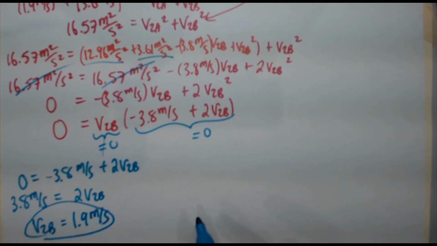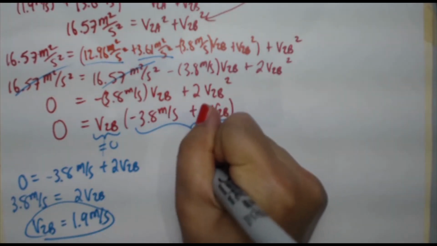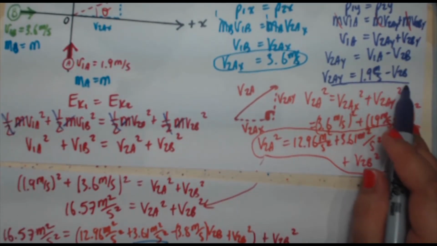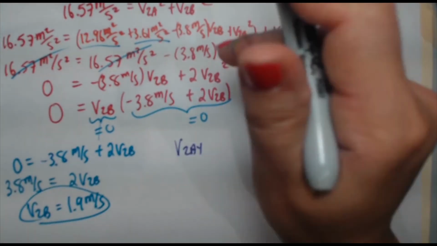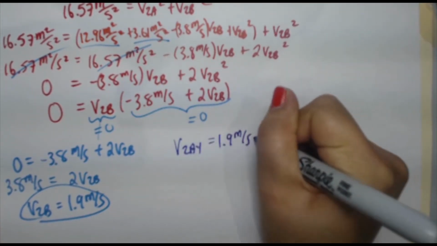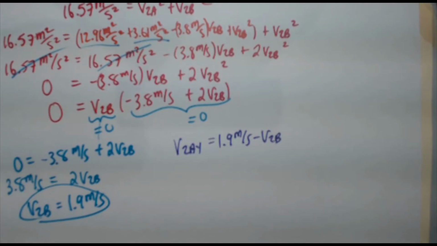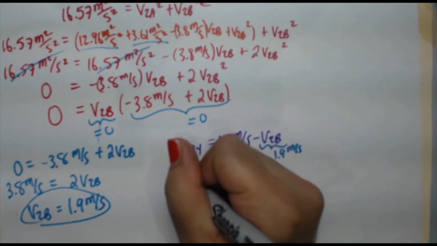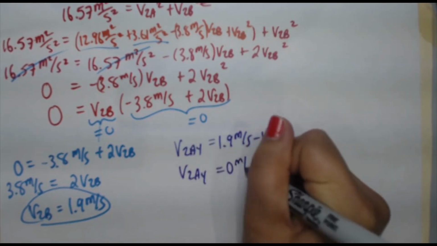Okay guys, so let's see. So far we found V2AX is 3.6, V2B is 1.9. So really what we need to do is find V2A, right? Because we have V2AX. So check this out for a moment. V2AY, based on our expression from earlier, is equal to 1.9 minus V2B. Well, guess what, guys? I just found that V2B is 1.9 as well. If you do 1.9 minus 1.9, you're going to get 0. So V2AY is 0.